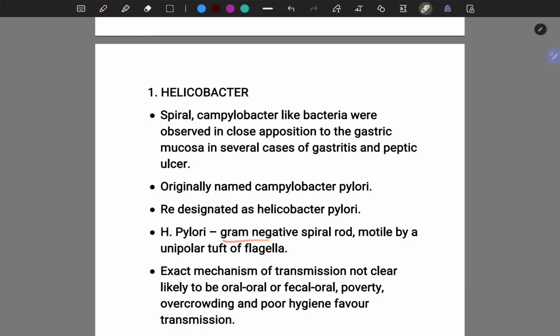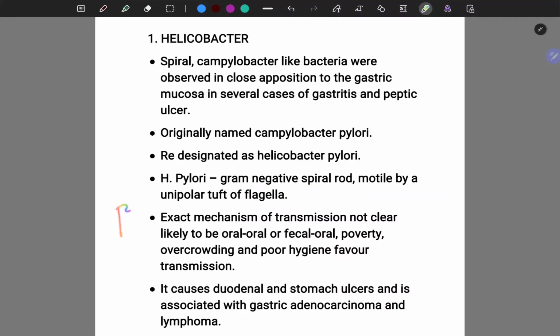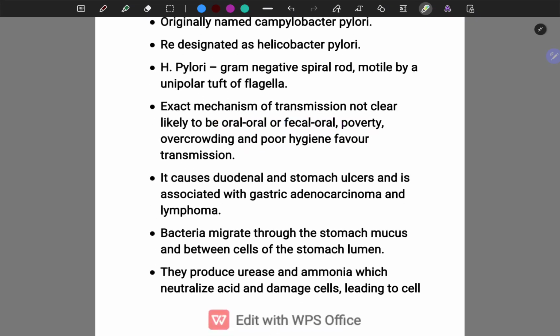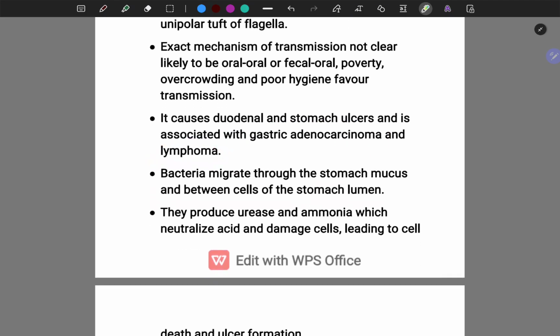H. pylori, a gram-negative spiral rod. It has a unipolar tuft of flagella. Transmission is fecal-oral. It will cause duodenal and stomach ulcers, gastric adenocarcinoma, and lymphoma. So very important is how they maintain the pH which is less than 2. They are urease positive organisms, so they will split the urea and thereby maintain the pH.